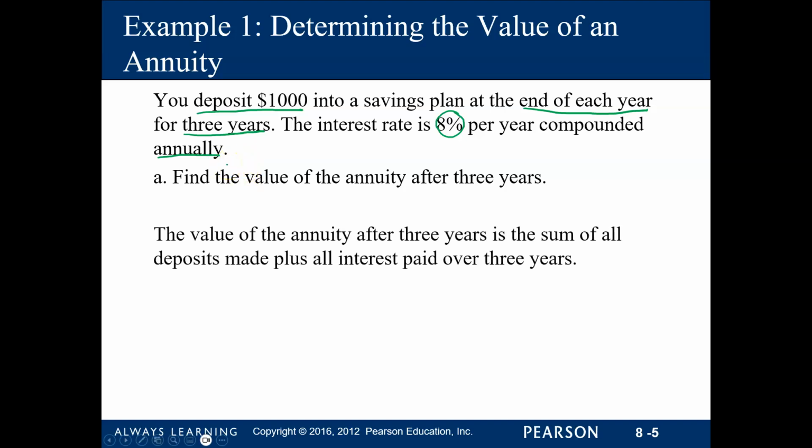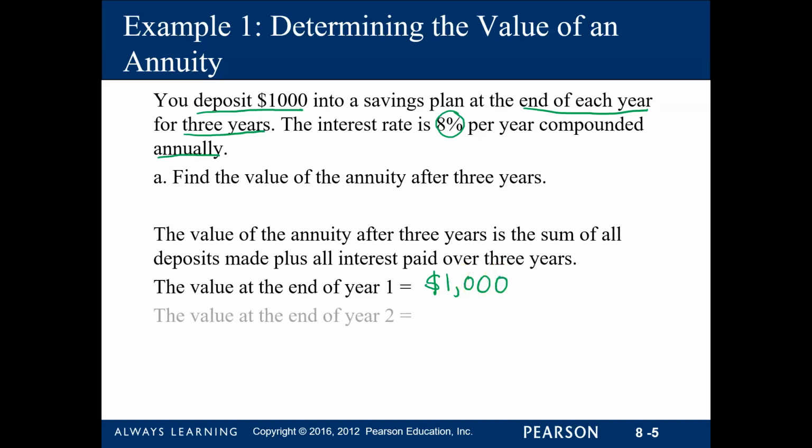So how does it look on year 1, year 2, and year 3? At the end of year 1, you deposit $1,000. So that is the amount that you have at the end of year 1. Now, year 2, okay, remember, every time you deposit, you have to make the deposit of $1,000, plus you have already earned some interest from last year.